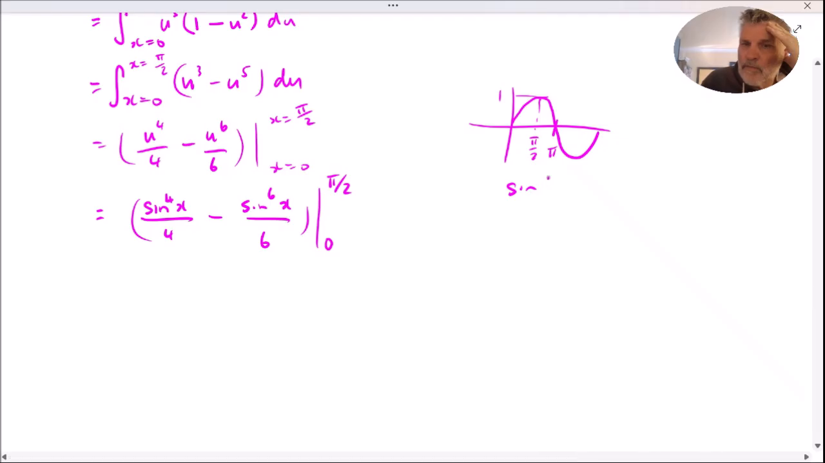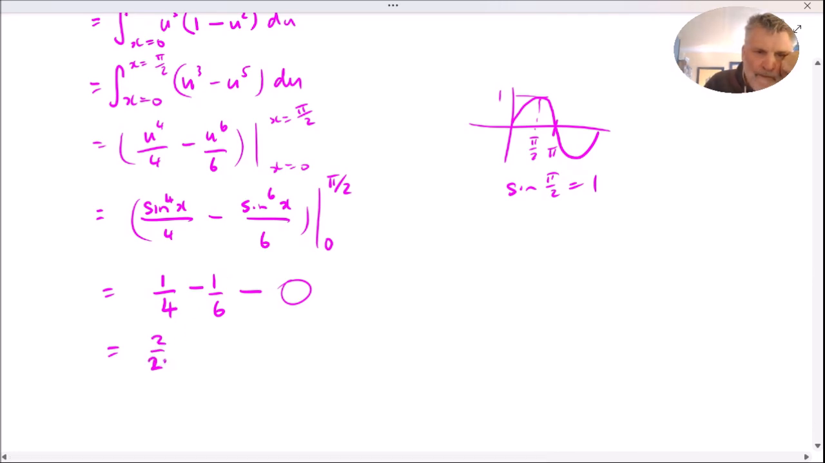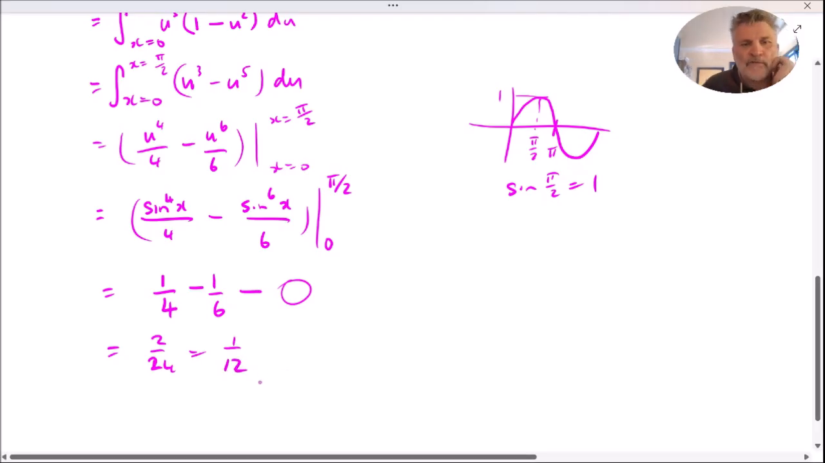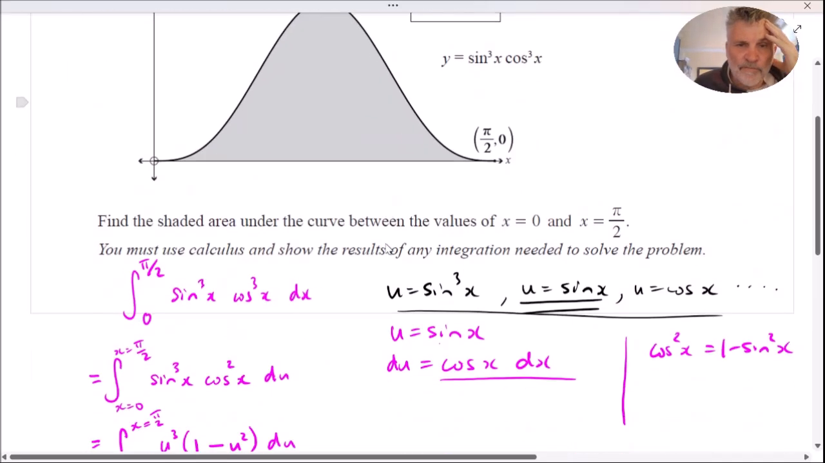Sine pi over 2 equals 1. So we're going to get 1 to the power of 4, it's going to be 1 over 4, minus 1 to the power of 6, over 6, and sine is 0 at both of these, so it's just minus 2 zeros. 6 minus 4 is 2 over 24, which is 1 over 12. And we're done.